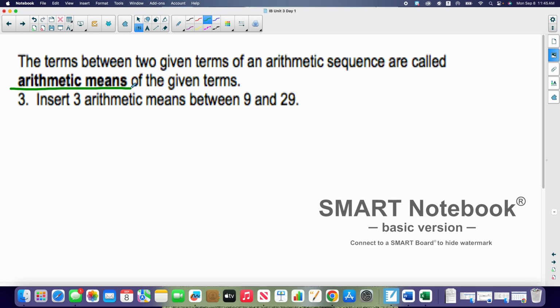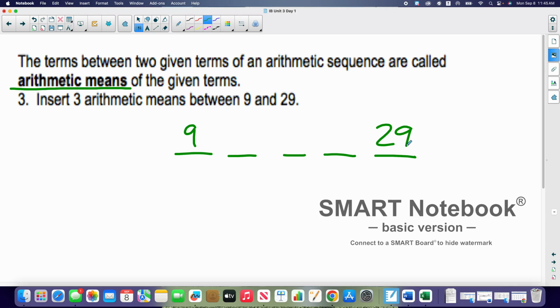Got a new term: arithmetic means. Arithmetic means are the numbers that are in between two numbers. In this case, it says to insert 3 arithmetic means between the number 9 and the number 29. So I have the number 9 here, I'm going to insert 3 arithmetic means, and then I have the number 29. So there's the picture that I'm being asked to do.